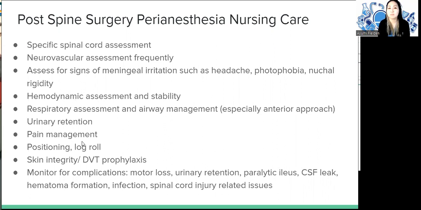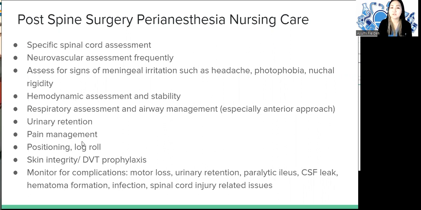Pain management becomes important again. Like I said earlier, they're very painful procedures, so pain management is important. You might be working together with pain management services to manage their pain. Positioning: roll the patient, don't twist their spine, and assess the skin integrity.